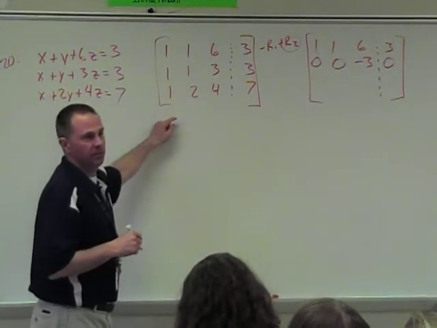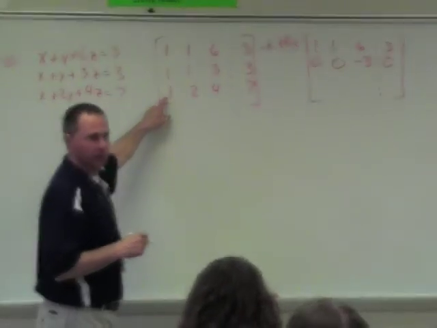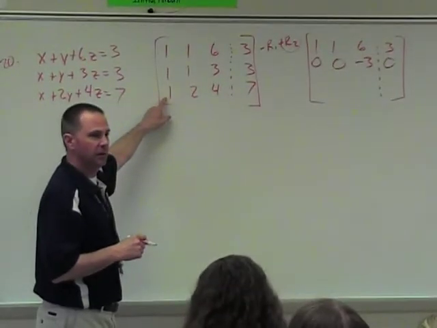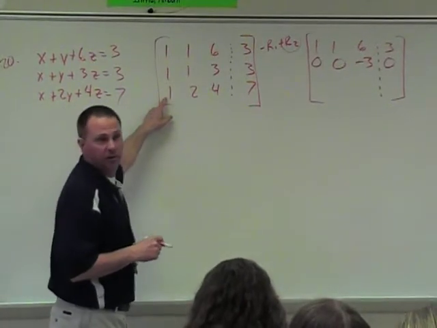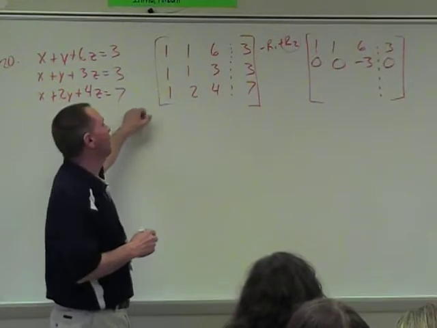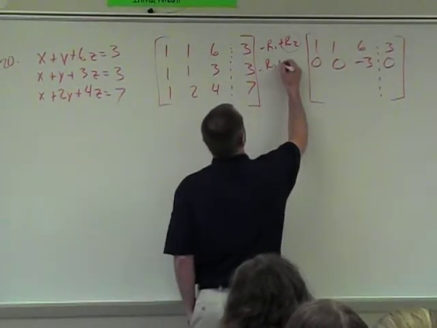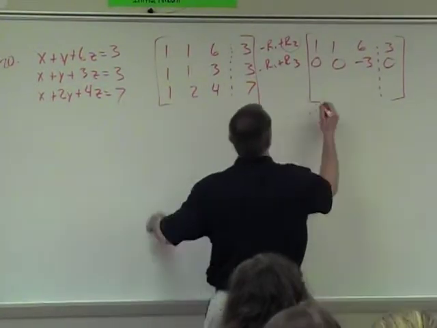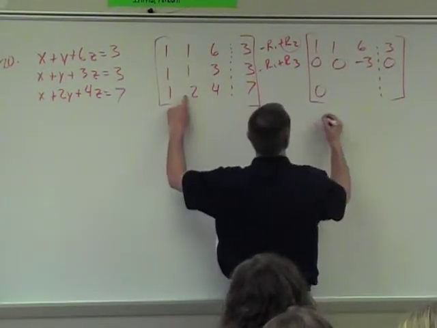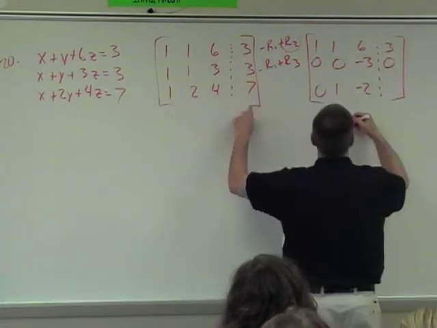What's the next step? Eliminate the x's in the third row. So what do I need to do? Dividing by negative 1 doesn't make it 0. Multiply row 1 by negative 1 plus row 3. Okay, so that's 0. Negative 1 plus 2 is 1. Negative 6 plus 4 is negative 2. Negative 3 plus 7 is 4.